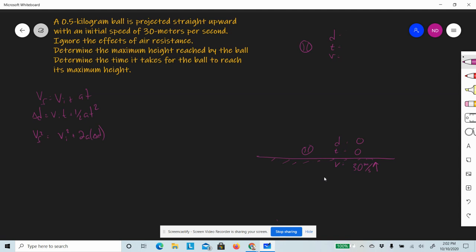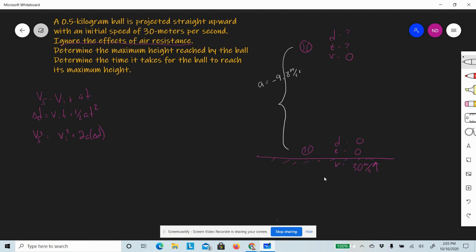Determine the maximum height. We want to know what this is. Determine the time it takes to reach its maximum height. I'm hoping you know that when the ball reaches its maximum height, its upward speed will be 0. Very important to know that the whole time. And since we can ignore the effects of air resistance this entire trip, the only force acting on it is gravity, so it will accelerate. Gravity will accelerate this thing in the downward direction. Gravity is going to cause this thing to lose speed at 9.8 meters per second squared the entire trip. There is no effect of air resistance here.